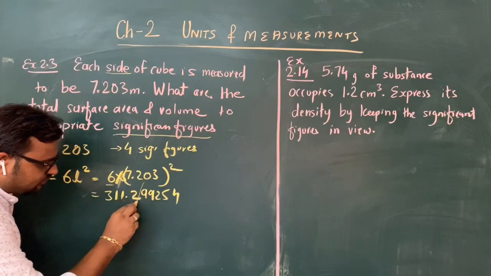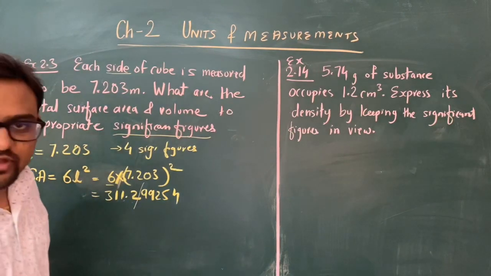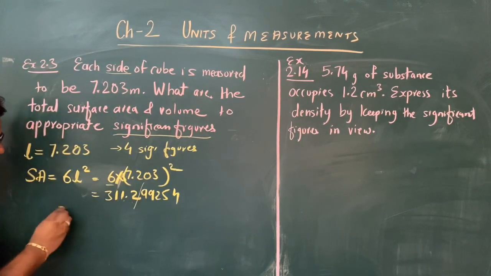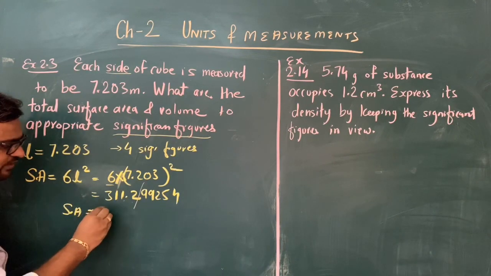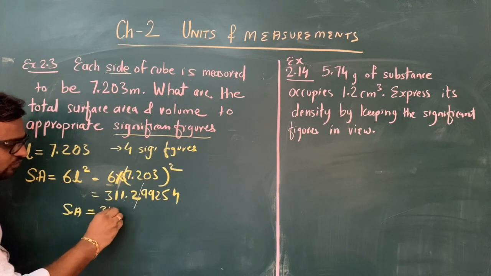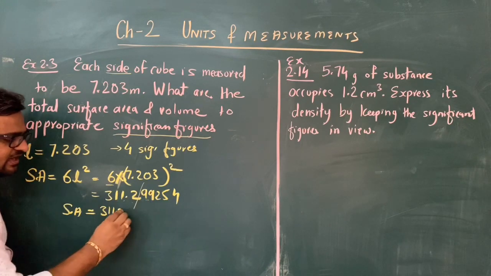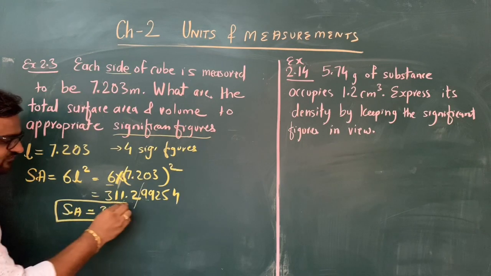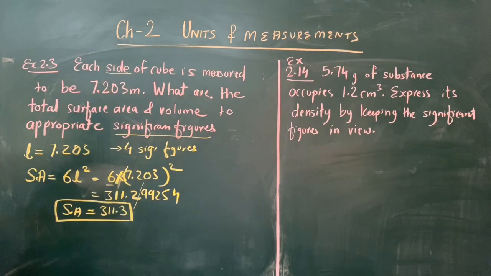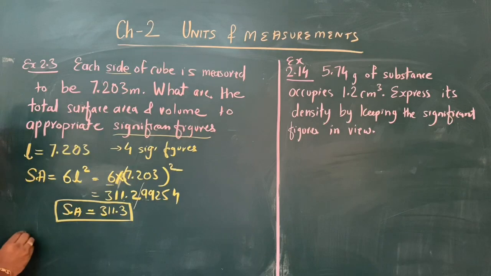So I have to split it here. So up to the correct significant figure, the surface area will be 311. As this is greater than 5, I will convert this to 3. This is the formula for surface area of the cube. Clear? Now the formula for volume. What is the formula for volume of a cube?